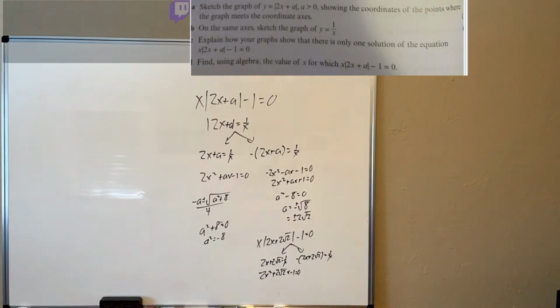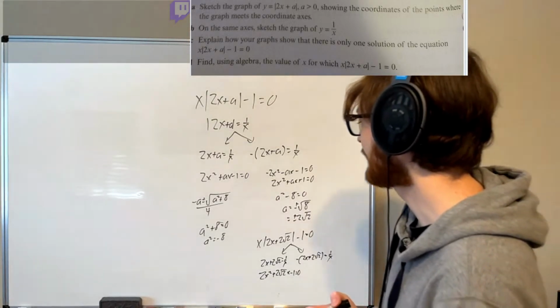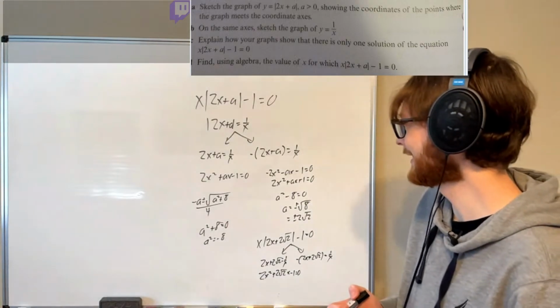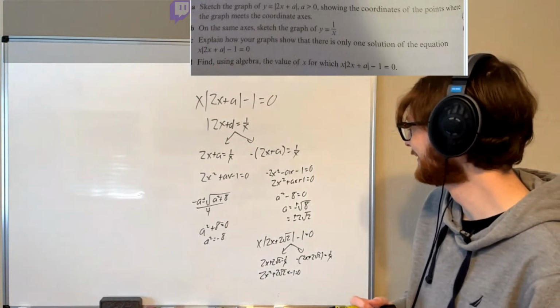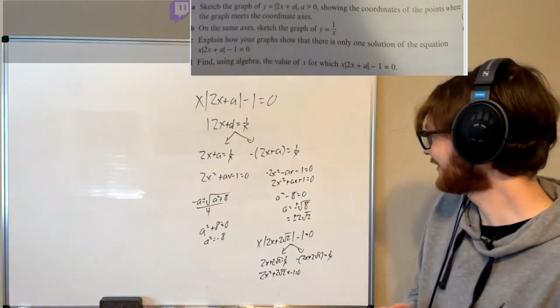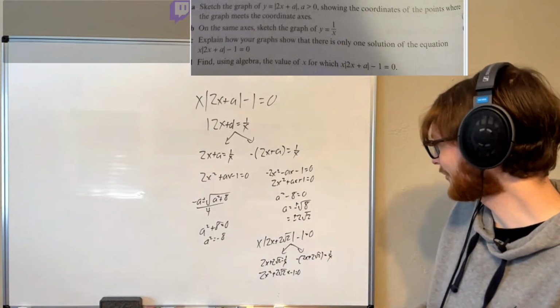Yeah, we're just trying to find using algebra the value of x for which that equals 0. Yeah, okay. You're right, so it might just be the same x. Thank you for that reminder, Thunder, because I definitely forgot about that. So, I guess you do have to do that. That's kind of annoying, though.